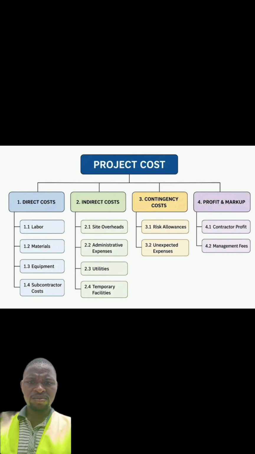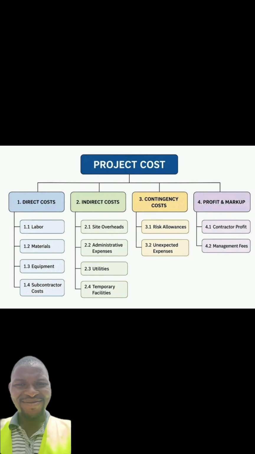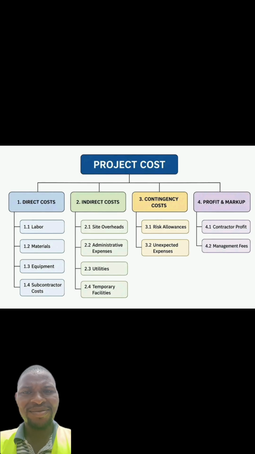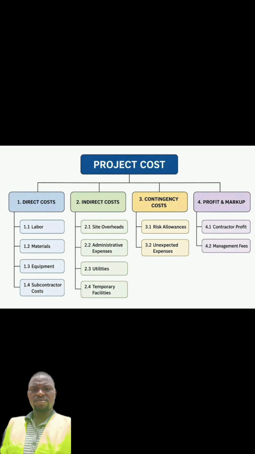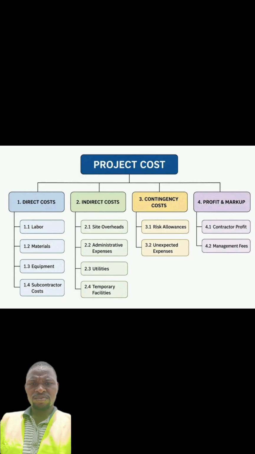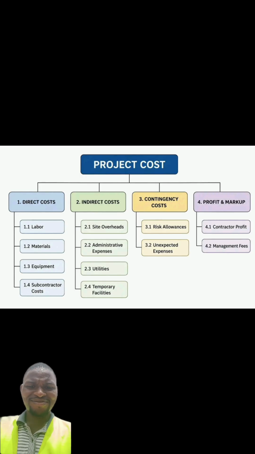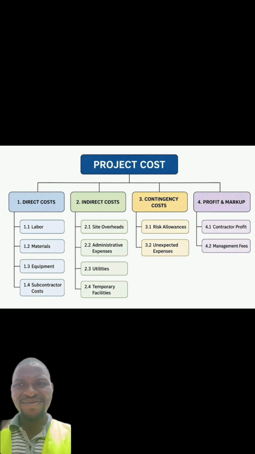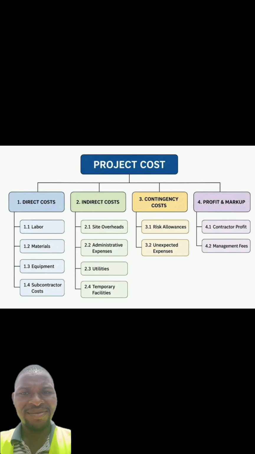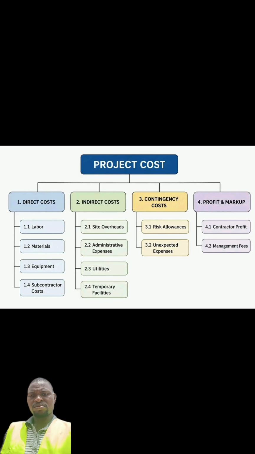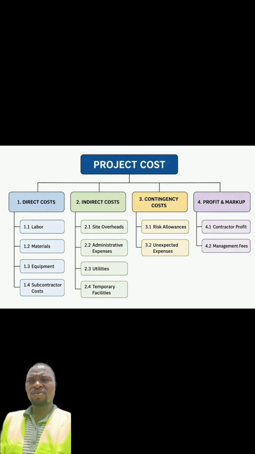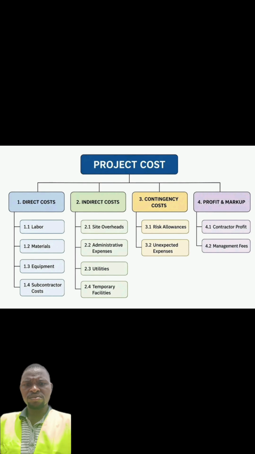So for the indirect cost, we have site overhead. Site overhead is the cost that you are going to be using for your maintenance or running around on the site. So all these costs are very, very important. That is where your transportation cost is. That is where your feeding is. That is where maybe your loading and offloading of cement, blocks, and all these materials on site come in. So it's in your overhead cost, right?